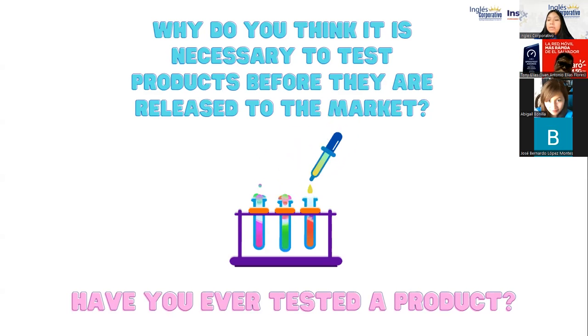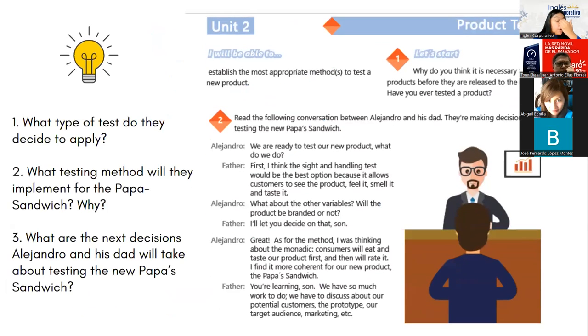Okay, so yes, as you were mentioning, guys, basically it's really important to avoid disagreements, right? To avoid side effects, right? To check if the product has the characteristics that we actually need to reach the goals that we need to reach with the product, etc. That is correct? Yes. Okay, so I need two volunteers. One is going to be Alejandro and the other one is going to be Father. Me, teacher. Thank you. Carlos, you are Alejandro and Father. Okay, we are ready to test our new product.